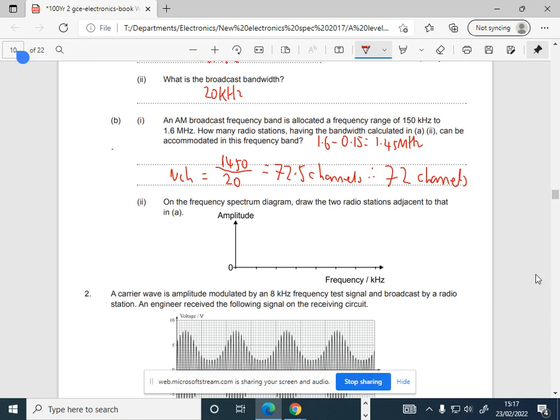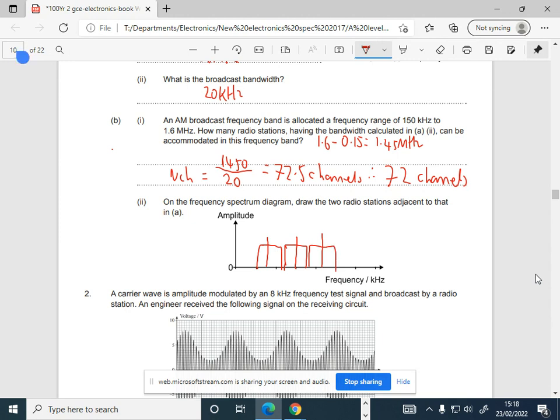Frequency spectrum, two channels adjacent. So obviously you've got your main one in the middle. So it looks something like that. There's your main one. Let's do some next to it. So we're going to have one there, one next to it that side, and then one next to it that side. I'll put values on, don't worry. Try and do this as neat as you can. A bit too far, isn't it? Let's go a bit further around that way.